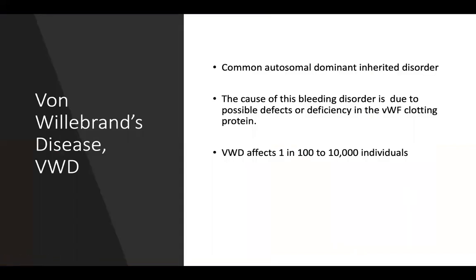So von Willebrand's disease is also abbreviated as VWD. It is a commonly inherited bleeding disorder. The cause of this bleeding disorder is due to possible defects or deficiencies in the von Willebrand factor clotting proteins, platelets, or receptor interference during primary hemostasis. Another cause for von Willebrand's disease is mutations in the von Willebrand's factor gene, which instructs the process of coagulation. With the defects or deficiencies in these contributors, blood coagulation would not work effectively. And so von Willebrand's disease is known to affect 1 in 100 to 10,000 individuals.